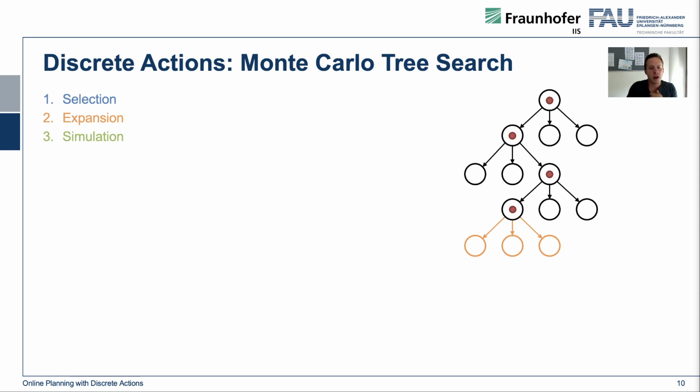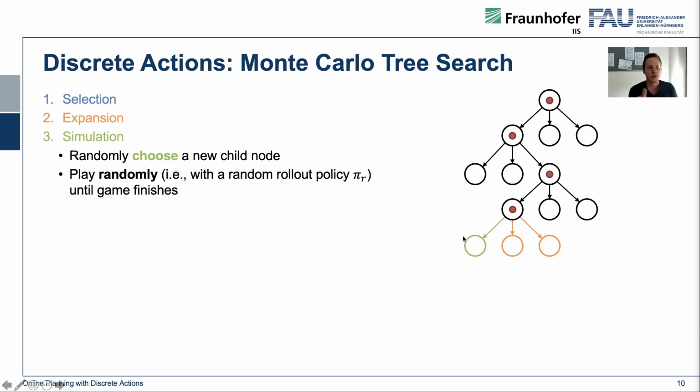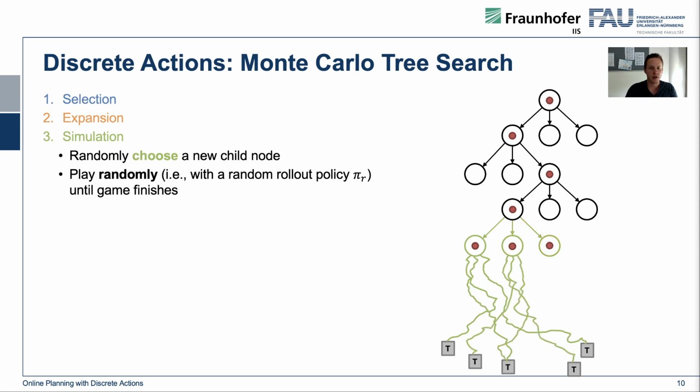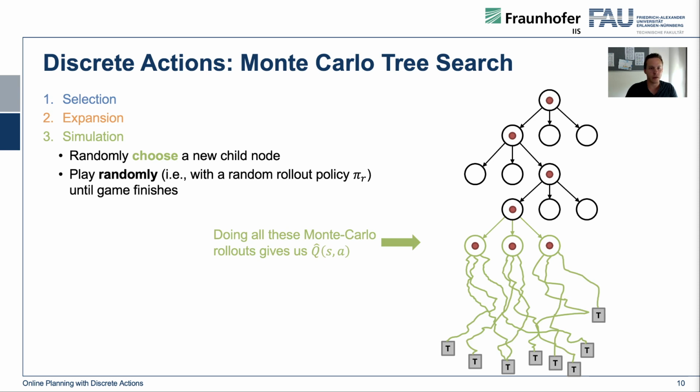And the question now is, how can we get an estimate of the value of these states? And this is where the Monte Carlo part comes in. So what we do is we randomly choose one of these new child nodes in here. And from here on, we just play randomly. So we just take a random policy, we call it random rollout policy pi r, and we play this random policy until the game ends. Until the game finishes. So in this case, we run a bunch of simulations starting from all the child nodes. Just select them, and if that goes along, we do all these Monte Carlo rollouts.